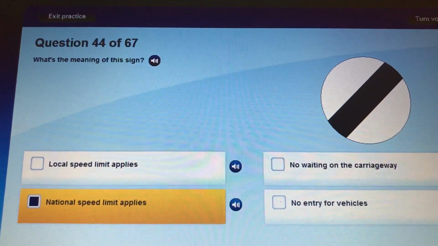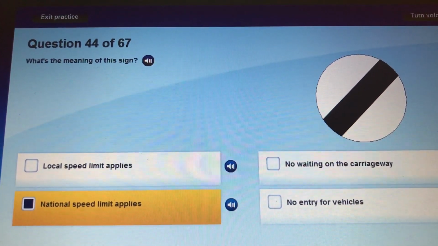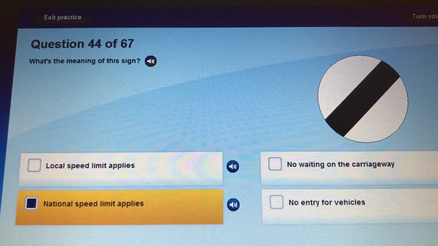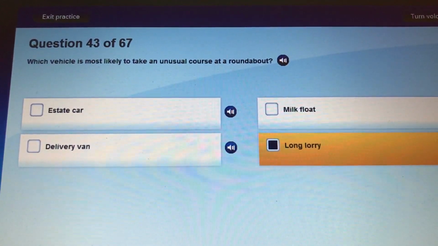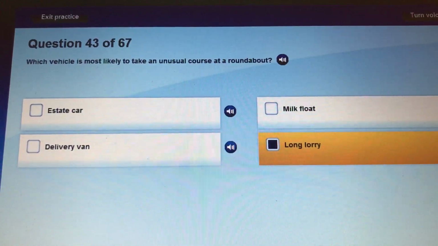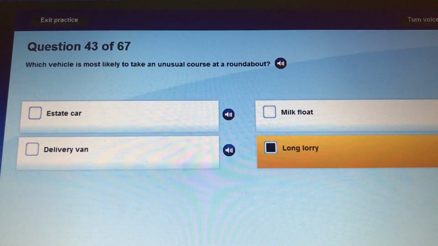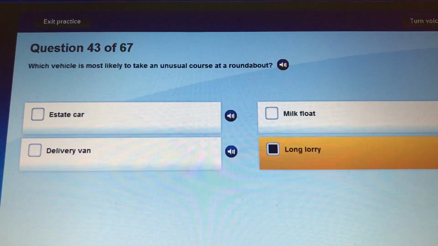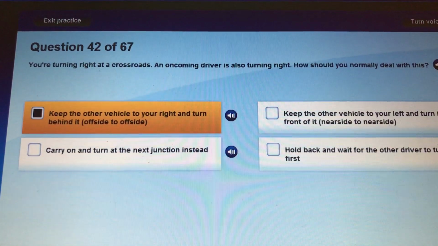What's the meaning of this sign? National speed limit applies. Which vehicle is most likely to take an unusual course at a roundabout? Long lorry or long vehicle, because they need more space.